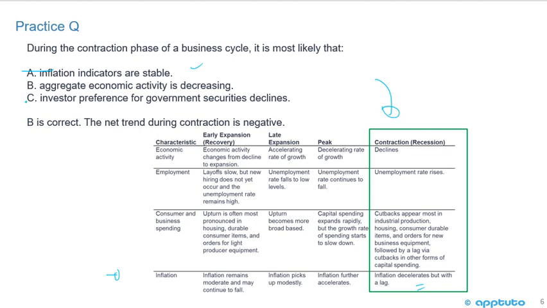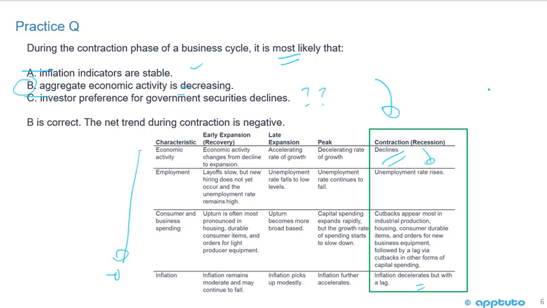Let's look at the C. Investor preference for government securities declines. Those are the kind that make you say, aha, maybe I don't know what I don't know. Maybe that was in the text, but it's not in the table, you know? So with these ones, you need to be careful because it says most likely. If you look at B, aggregate economic activity is decreasing. Well, you can see that the economic activity is declining or decreasing. So clearly B is right, okay?